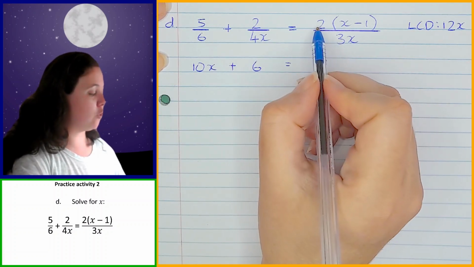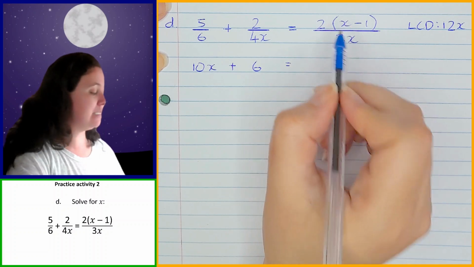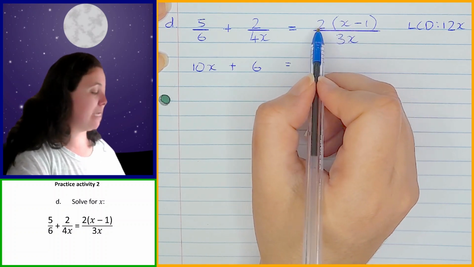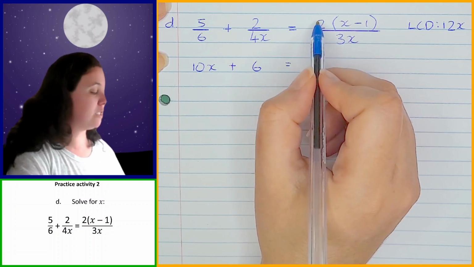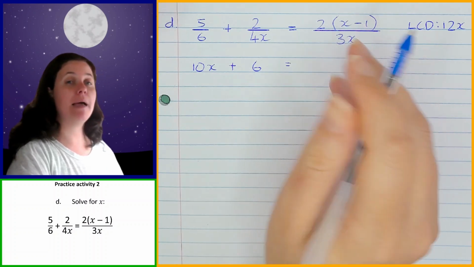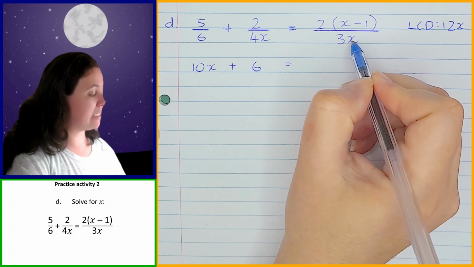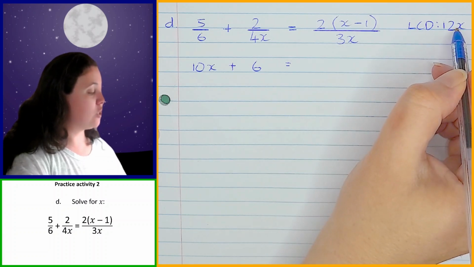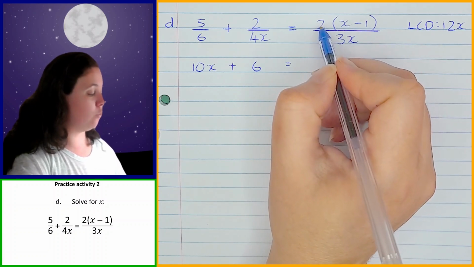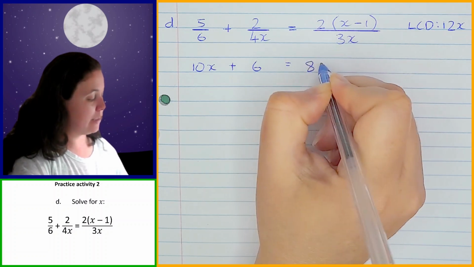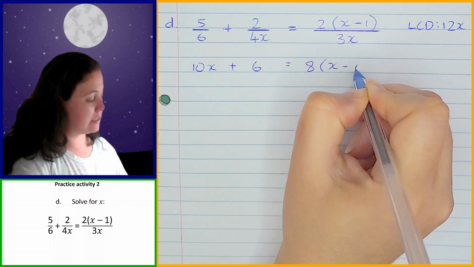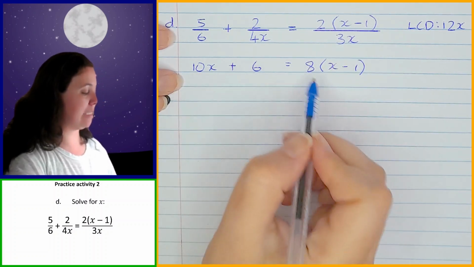Now over here I've got something outside the brackets. Remember, I'm only going to multiply by what is in front over here. I'm not going to multiply into the brackets as well, because I'm going to end up multiplying into the brackets later. So I'm going to multiply 3x by 4 to get 12x. So I'm going to multiply the top by 4, and that gives me 8 over here, and then x minus 1. Okay, so now I'm going to go and get rid of my brackets.